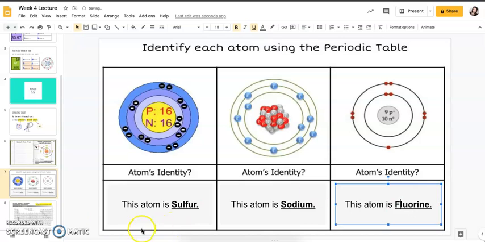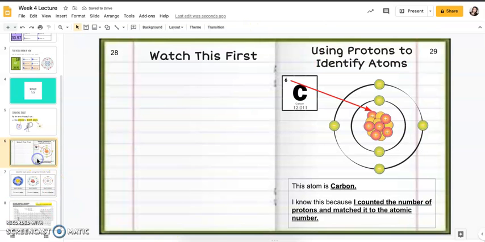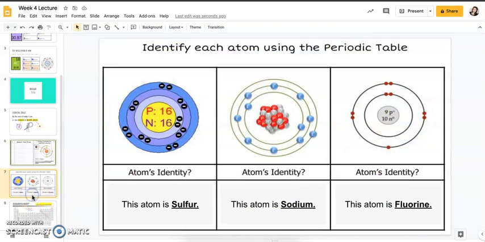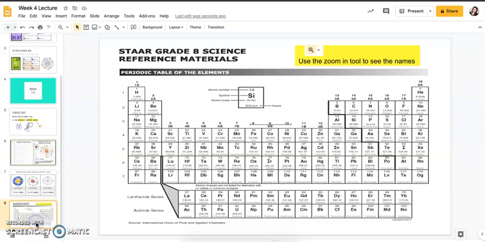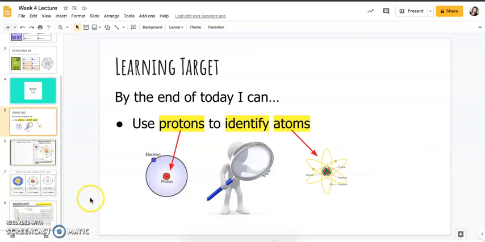So your notes should look like mine. So page 29, you should have this written down. And then on practice, this is our practice page, you should have this written down. Okay, so we have learned how to use protons to identify an atom.